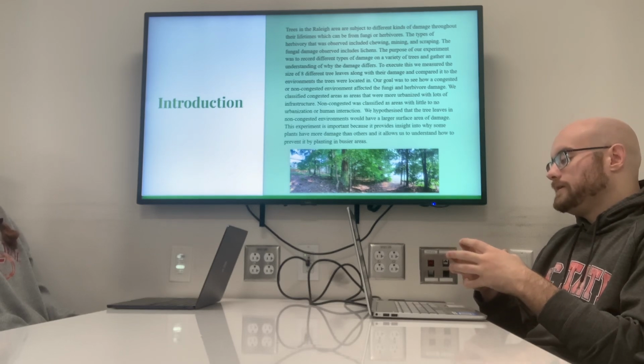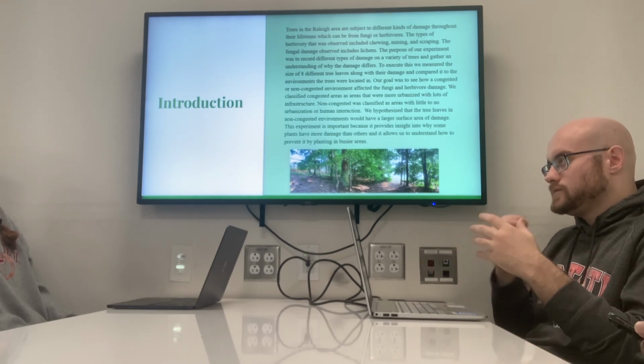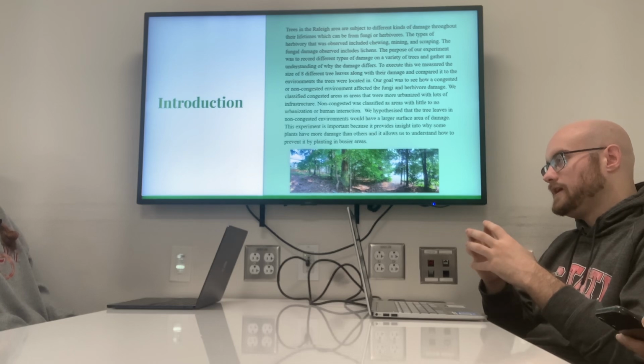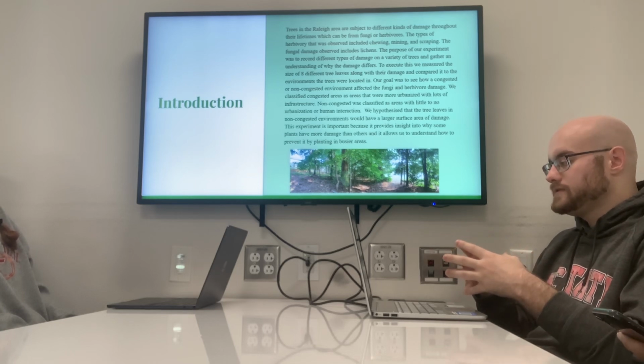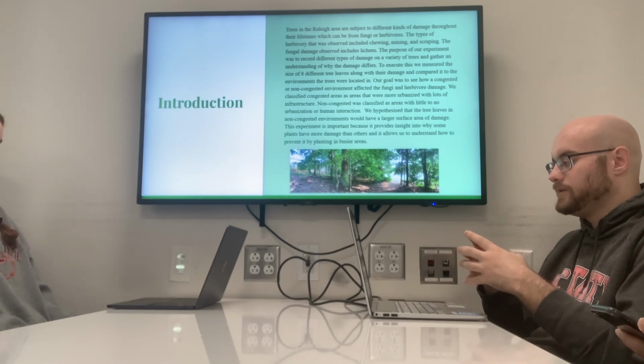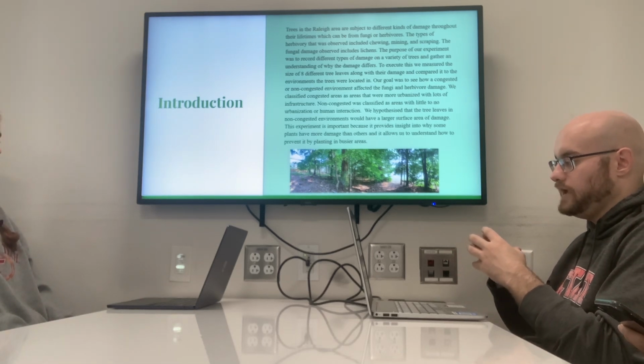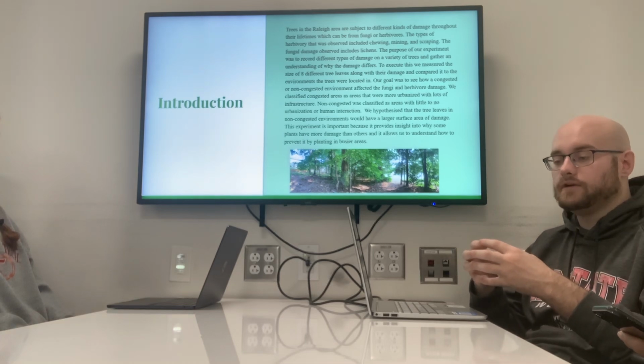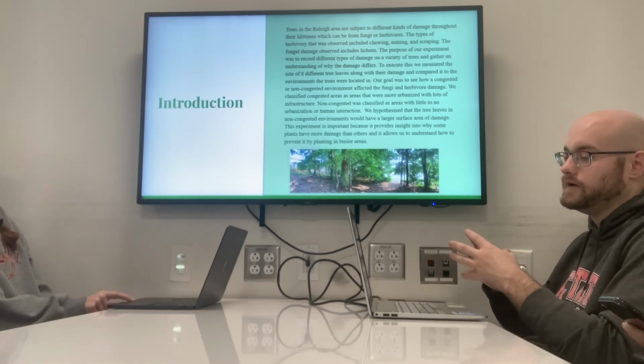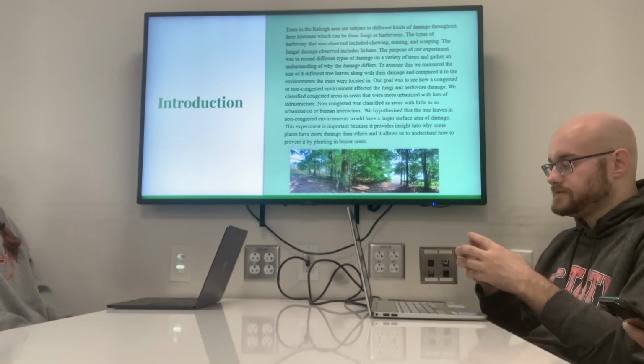And what we had hypothesized was that tree leaves would have a lot more damage in non-congested areas. And what we were able to see was if that was true or not, and if human interaction actually caused a lot more damage to leaves or a lot less.